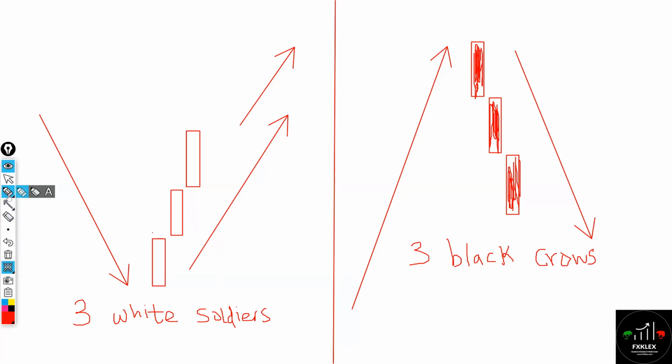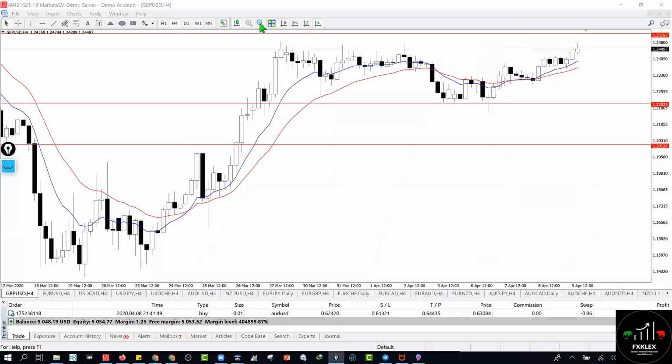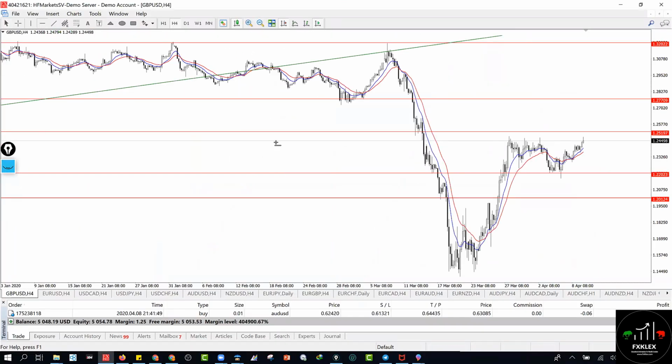So right here, it simply means the momentum of price is changing toward a downward trend. Remember, this zone right here must be a resistance zone, whereby this zone right here must be a support. So you look out for these candle formations: the three white soldiers must occur at the support of a trend. An example of a support right here on our chart is this. Right here is a support.